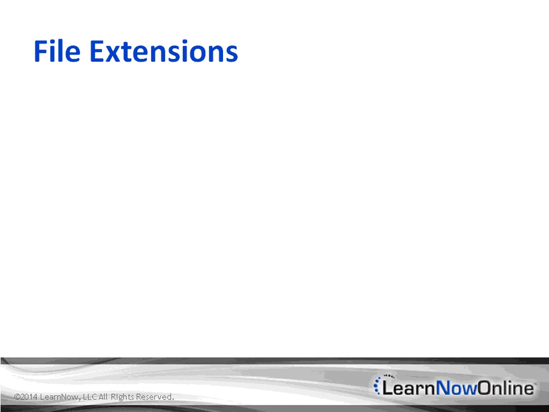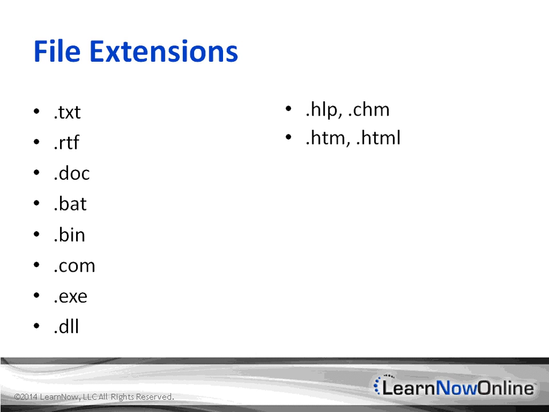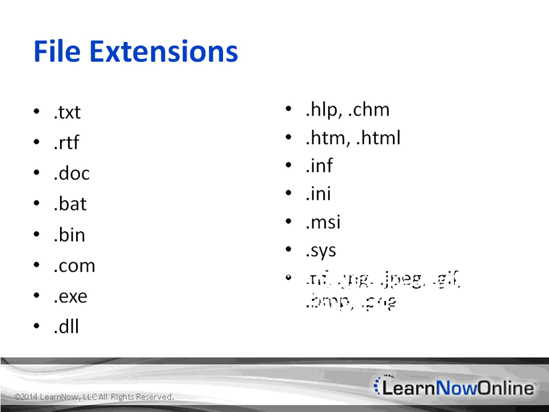I've mentioned this before, that it is a good idea when you are looking at the display settings and the file display settings that you deselect the option of hiding files of known file type. This list right here gives you a very small list of typical file extensions that you're going to run into.